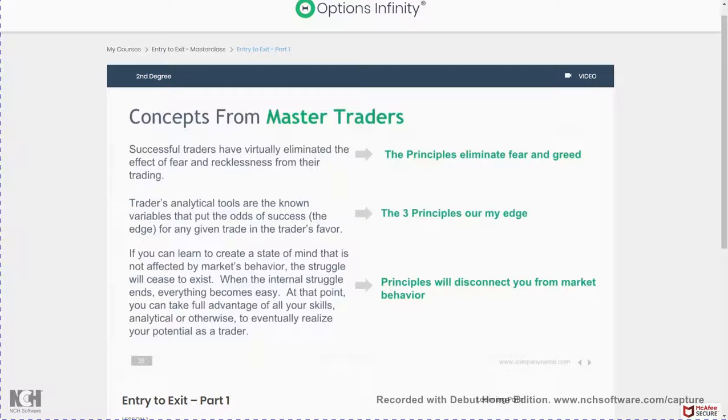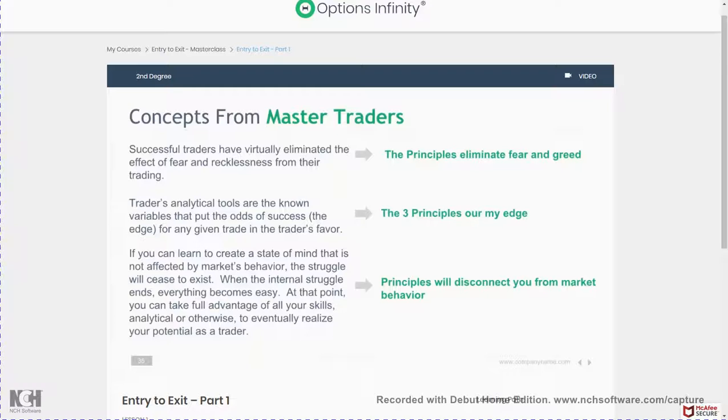If you can learn to create a state of mind that is not affected by market behavior, the struggle will cease to exist. The market is a random walk. It just doesn't go straight up or straight down. It goes up in staircase and down in staircase. And unless you have a rock solid strategy, it's a very difficult market to make any sense out of, let alone successfully make money. When the internal struggle ends, everything becomes easy.